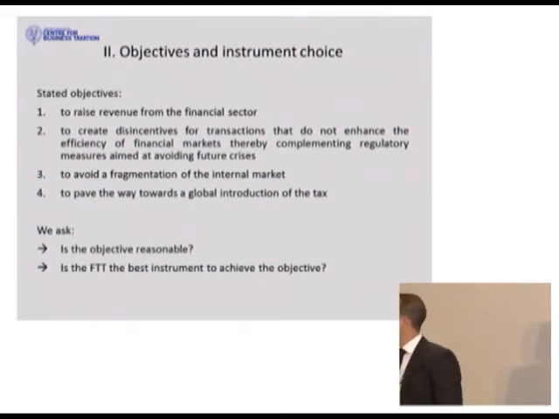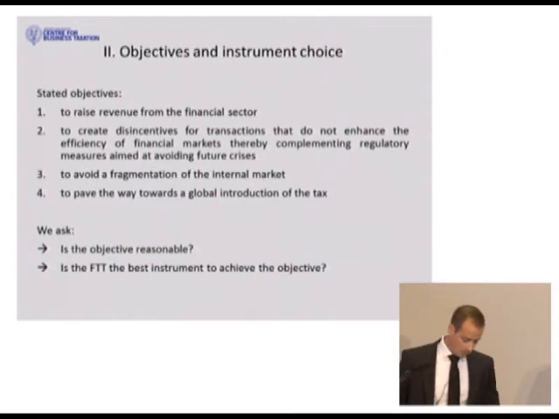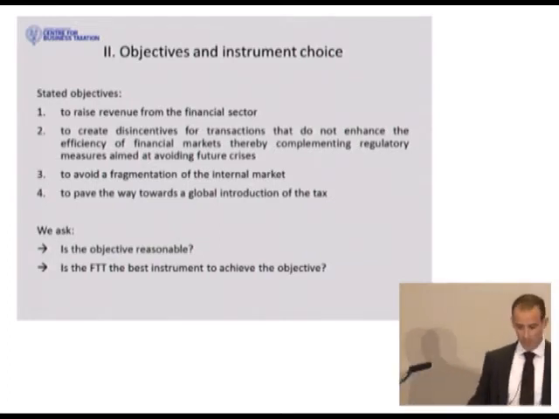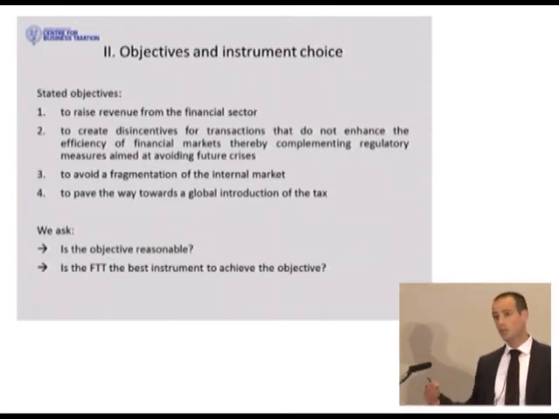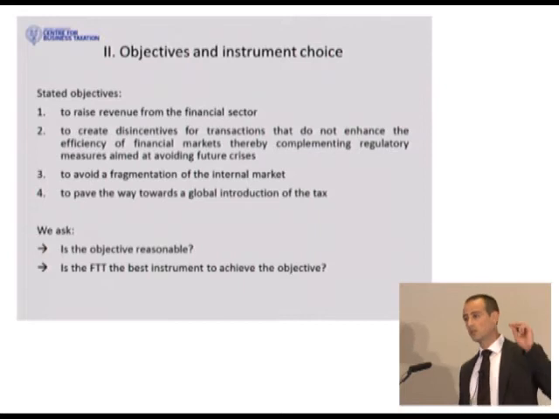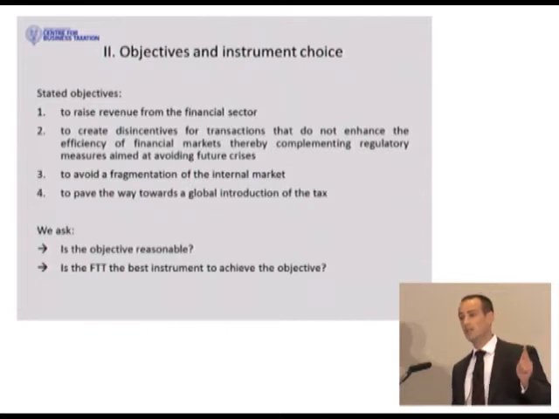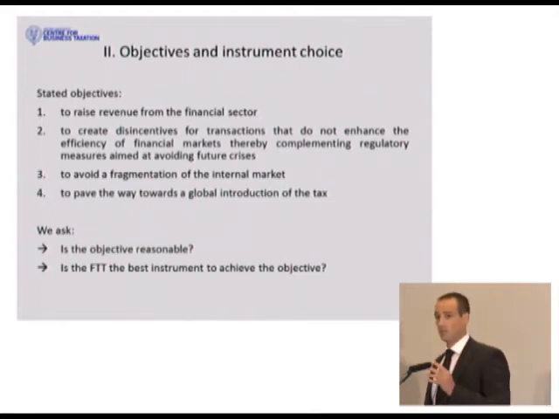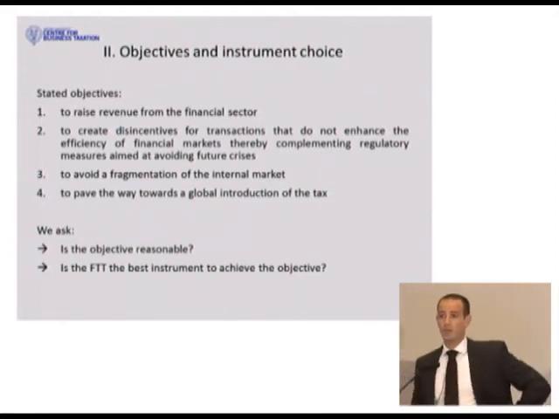Okay, so this is the start of the meat of my presentation, and as I said, I'm going to adopt a simple two-step approach after first having identified the objectives. So I'm going to look at each objective and ask two questions. The first one: is this objective a reasonable one? And secondly, is the FTT the instrument which is best suited to achieve this objective? And there are four objectives, and I'll go through them one by one.